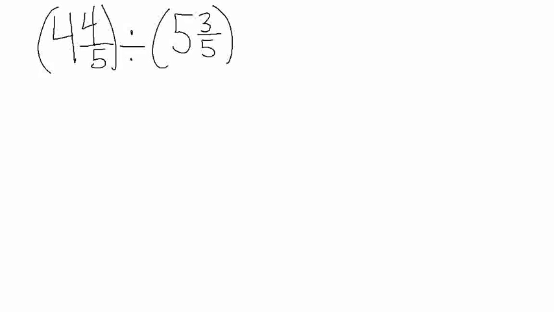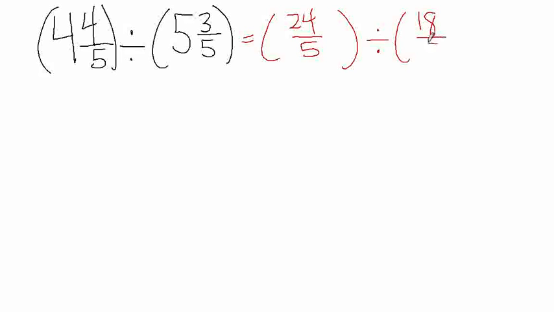All right, I'll go ahead and work it out by first converting to improper fractions. So the first mixed fraction I'm going to replace is going to be 24/5. And the second mixed fraction is going to be replaced with 28/5, because I'm going to do 5 times 5 and add that product to 3.